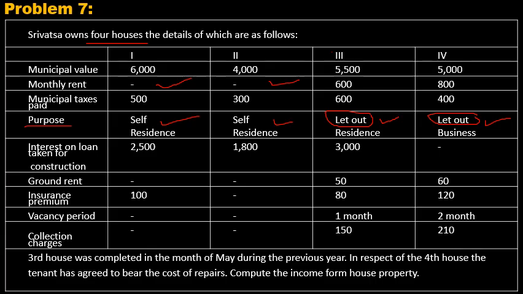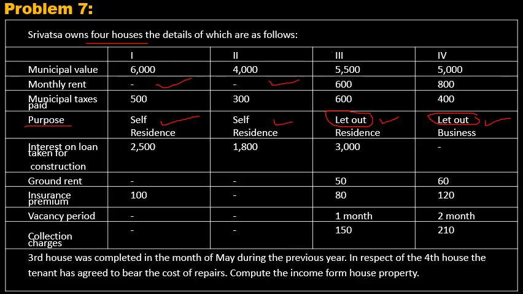Why, the SSC used or owner used? The owner used it for let out purpose, both third as well as fourth house. Interest on loan taken for the construction is given for three houses, no interest on loan for fourth house. Ground rent, which is not part of our calculation. Insurance premium is also not part of our calculation.